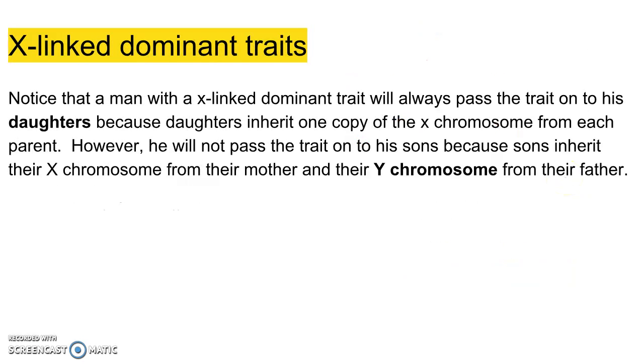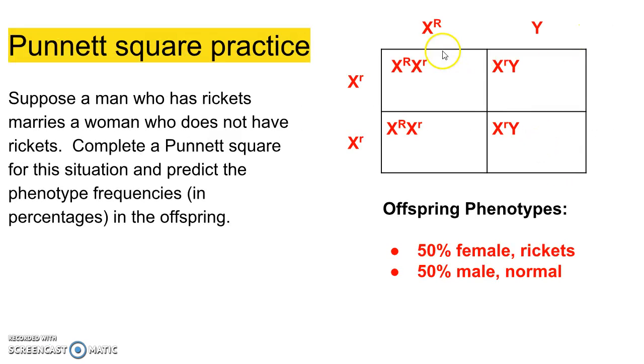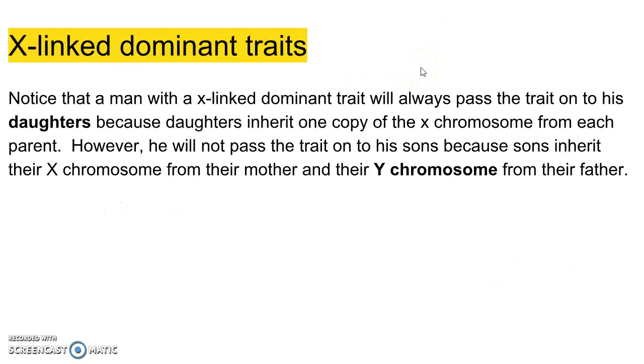Now, one thing we notice in the Punnett square here is that a male who has an X-linked dominant disorder, like this father, he's always going to pass on that dominant allele to his daughters, okay? Because daughters are going to inherit 1 copy of the X chromosome from each parent. So if the dad has the trait, the daughters inherit the trait. However, he's not going to pass on the trait to his sons because the sons inherit their only X chromosome from their mom, and they inherit their Y chromosome from their father. So an X-linked dominant trait that's found in the father will not be found in the sons.